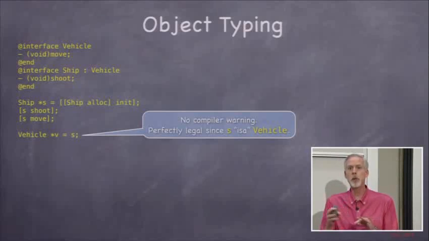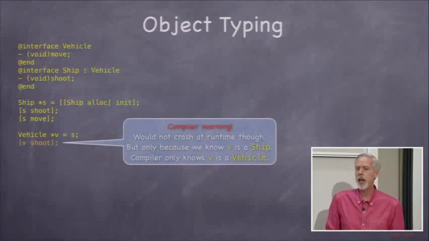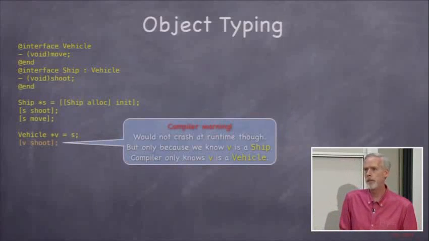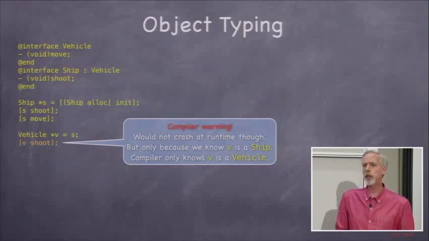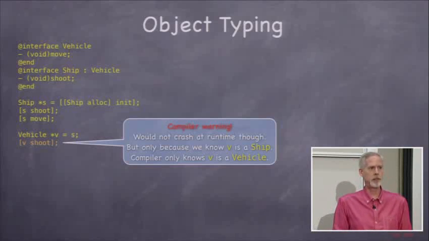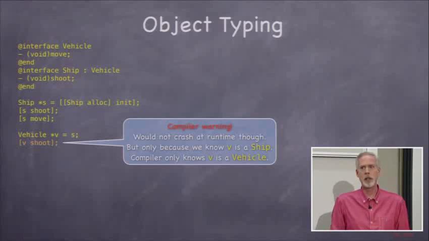I can also do Vehicle *v = s. That's perfectly legal because v is a Vehicle and s is a Vehicle because it inherits its vehicleness from Vehicle. Okay, this is like deck = PlayingCardDeck alloc init. Perfectly legal object-oriented programming, right? Okay, but now let's try to say [v shoot]. Okay, now what's going to happen here? All right, at compile time, you're going to get a warning because vehicles do not implement shoot. Ships do, but not vehicles. So do you see why this is going to give you a warning?